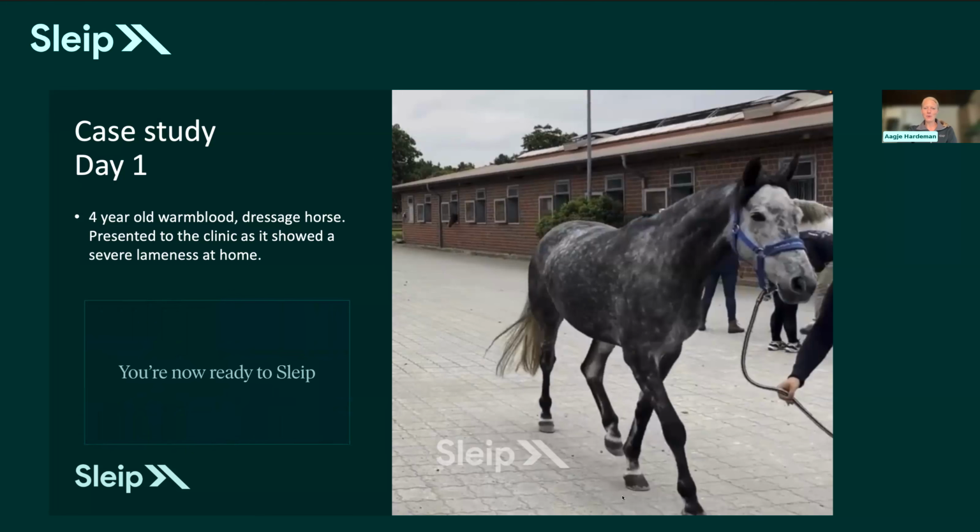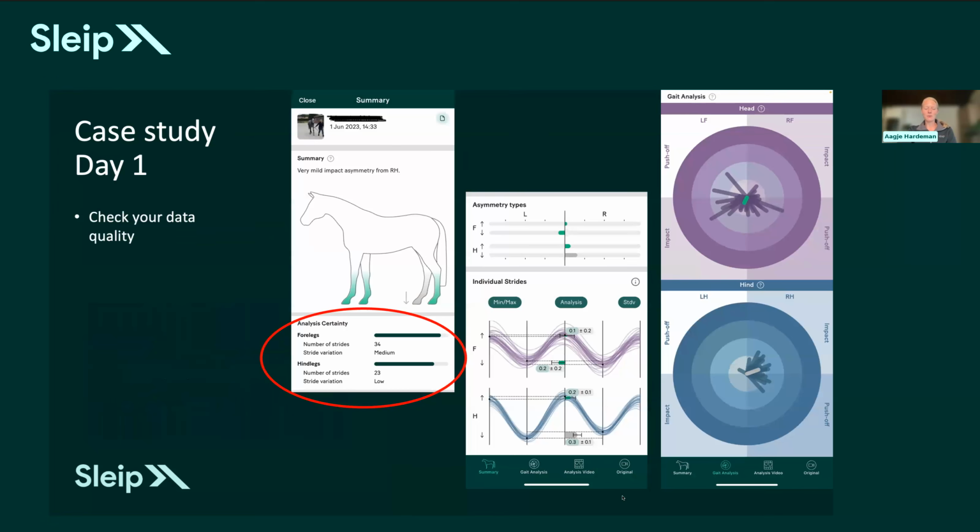So I hope you have a feeling about this horse. I will walk you through the plots one by one, because there will be quite a lot of people that are not used to the Sleip graphs for now. But what we do first, and I think that's a very important step, is that you first look at your data quality. And Sleip actually provides you with 2 parameters to assess that. That's the number of strides and the stride variation. And you see that here within the red circle.